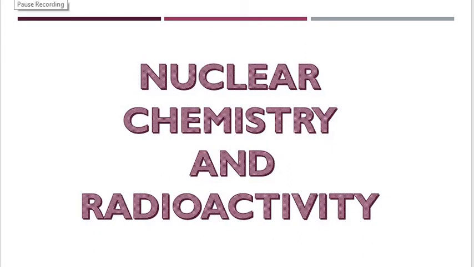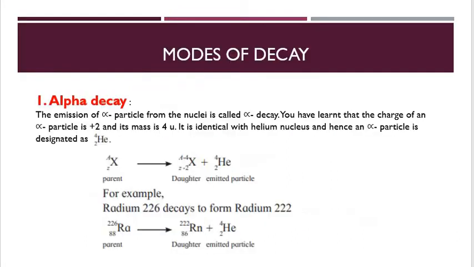Hello everyone. So in today's video of chapter Nuclear Chemistry and Radioactivity, I'll be talking about modes of decay, nuclear reactions and applications of radioisotopes. Modes of decay. Radioactive elements, as we all know, used to emit alpha, beta and gamma emission.